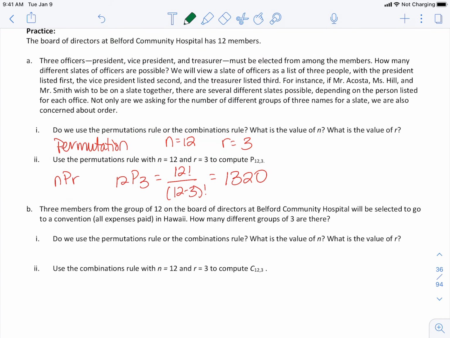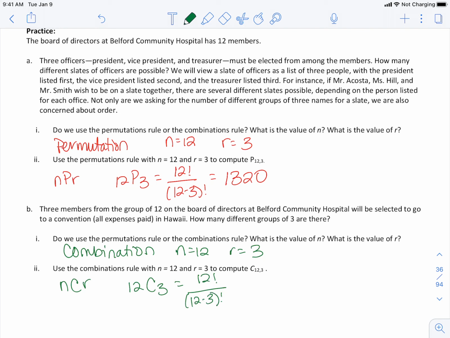Next, B, this one is a combination. So for the combination, our N is going to be 12. And again, 3 are getting chosen to go. So our R is 3. So now we're using nCr, which is 12C3. So 12 factorial divided by 12 minus 3 factorial times 3 factorial. And this is going to give us 220. And that's the end of our notes.